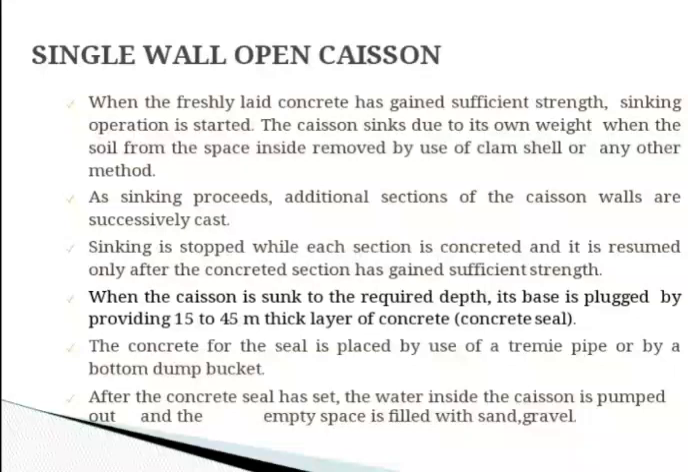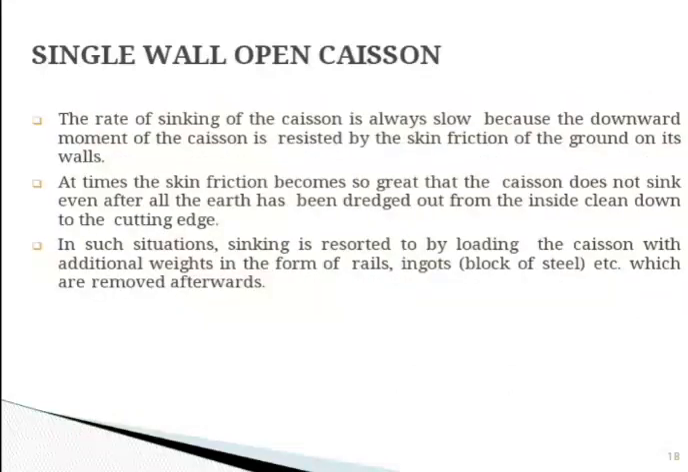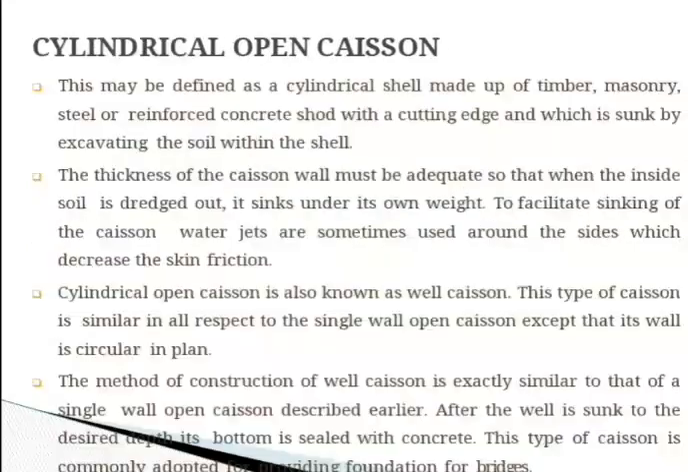The rate of the sinking of the caisson is always slow because the downward movement of the caisson is resisted by the skin friction of the ground on its wall, and at times the skin friction becomes so great that the caisson does not sink even after all the earth has been dragged out from the inside and cleaned down to the cutting edge. In such a situation, sinking is restored by loading the caisson with additional weight in the form of rails, ingot blocks of steel, etc., which are removed afterwards.